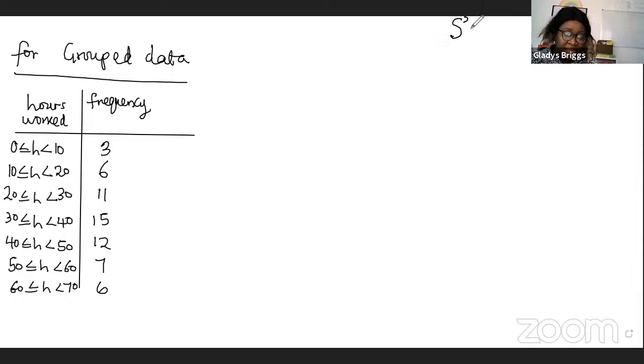variance, which we call S squared, is equal to sigma F times X squared all over sigma F minus sigma F times X over sigma F all squared. Okay, so that's the formula. You need to write that formula down and you're going to use it. We're going to use it now to work this out.